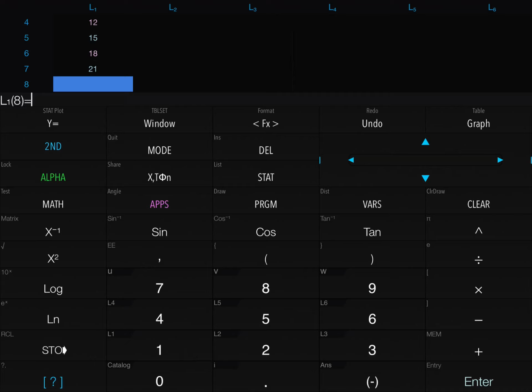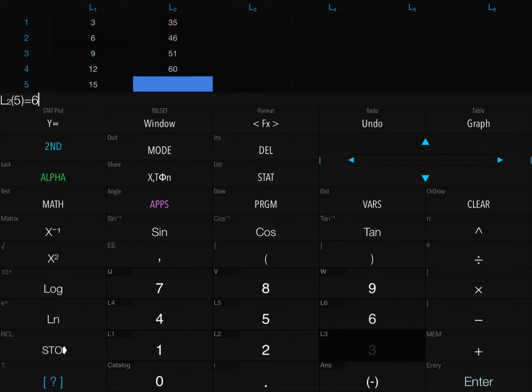Okay, once you have all of those plugged in, we're going to move on to step 3. It first tells you to clear out your L2, but we already did that. But now it wants you to plug in your Y values into L2. So hit your right arrow key to go over to L2 and do the same thing, but type them in the same order. It's crucial that like 3 and 35 match up, 6 and 46 match up, and so on.